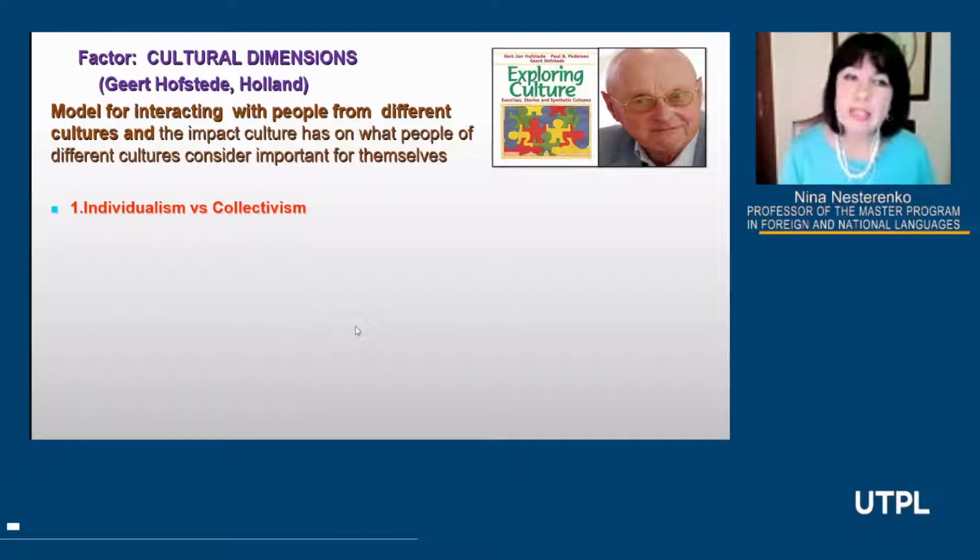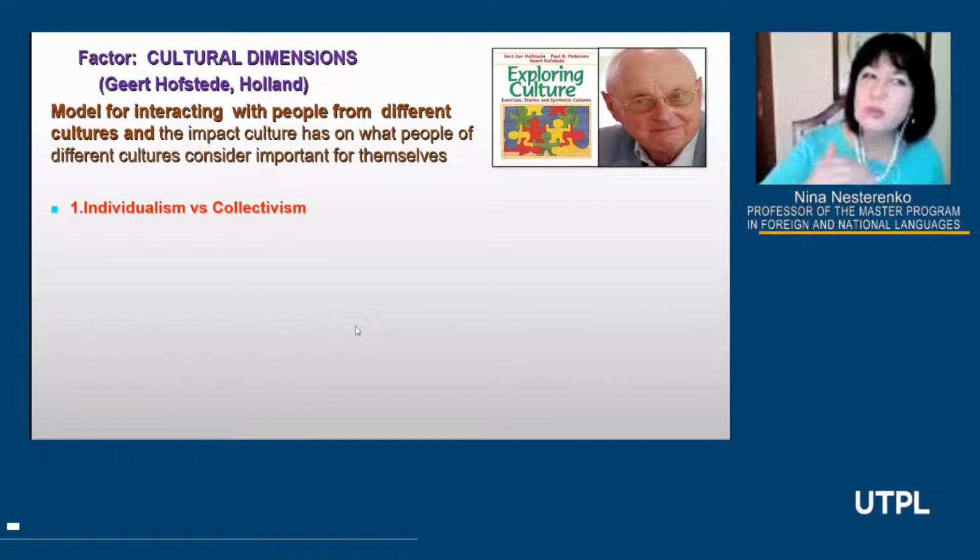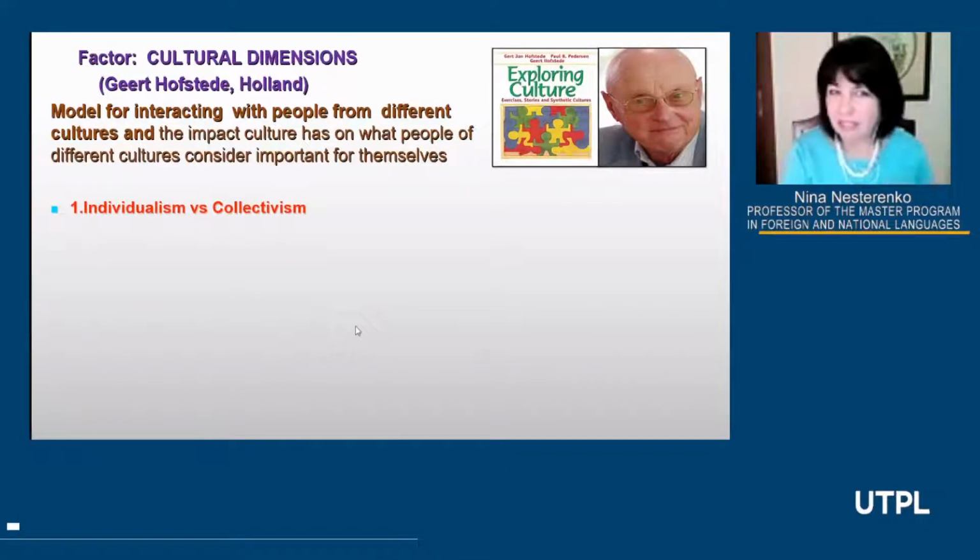It's because all of us belong to a particular society that has some characteristics. And actually in our master's program, we analyze all those dimensions in a very detailed way, but in this master class, I'm going to very briefly address them as part of the factors that we need to consider, like individualism and collectivism.